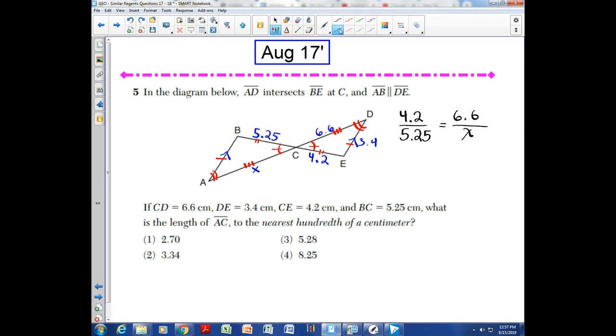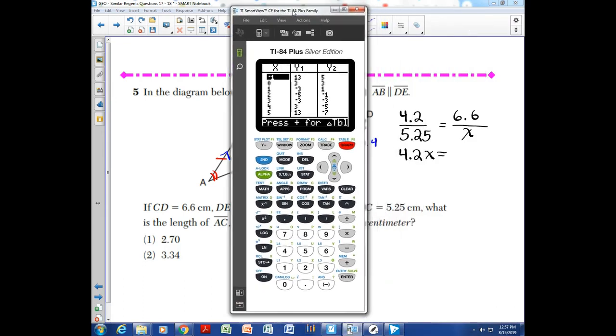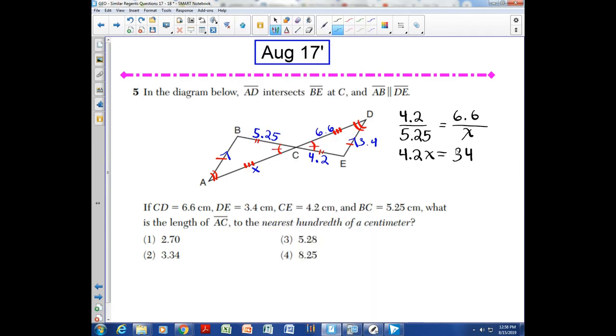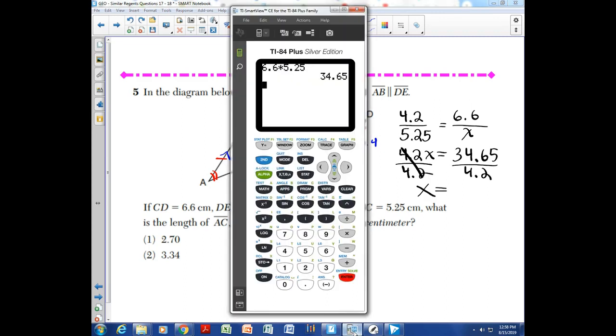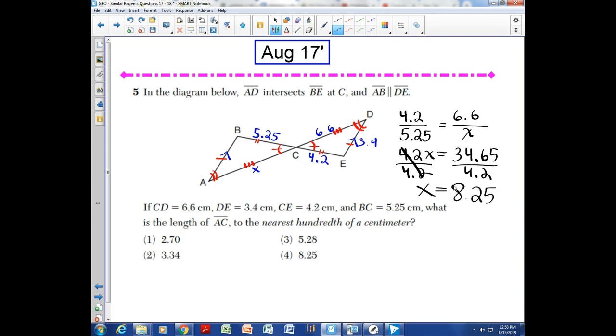So now I can cross multiply. I'm going to use my calculator to help me, but 4.2 times x is 4.2x. I'm going to clear that out and multiply 6.6 times 5.25, get 34.65. Of course, I'm going to divide by 4.2 on both sides. And on my calculator, I just need to go divide by 4.2, enter, we get 8.25. And there it is.